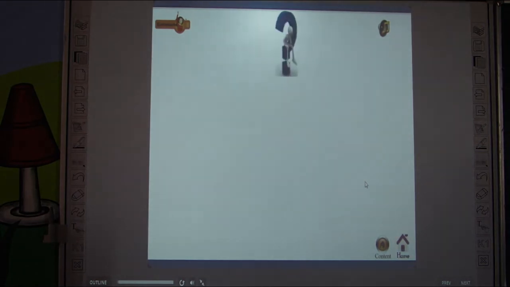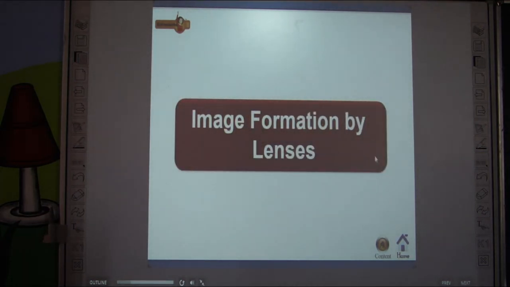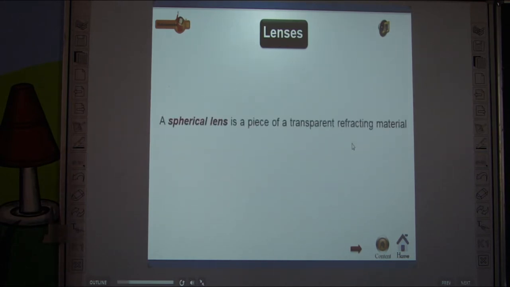So these are all the uses of convex mirror. The next one, image formation by lenses. Like spherical mirrors, the lenses are also categorized into two types. One is concave lens and the other one is convex lens. Come children, let us study about the image formation by lenses. What are spherical lenses?